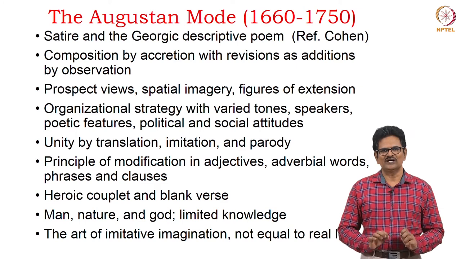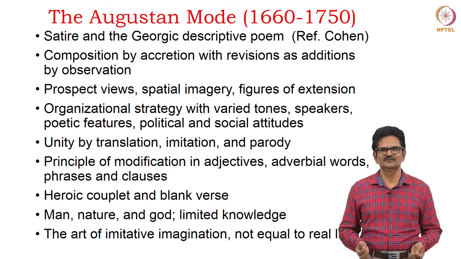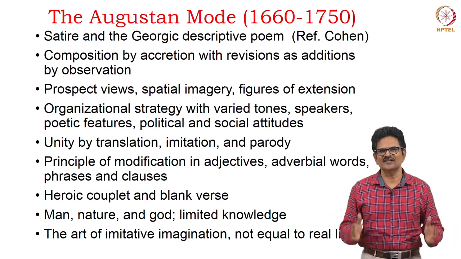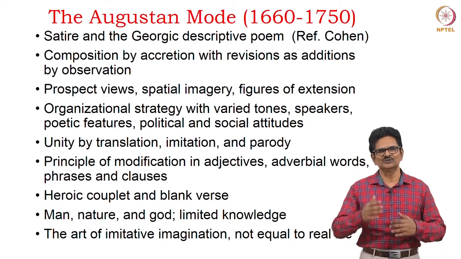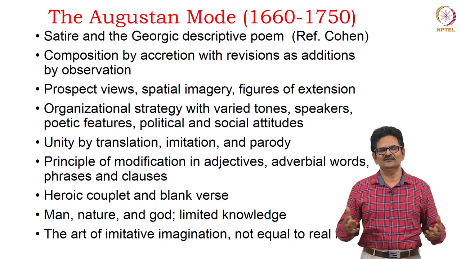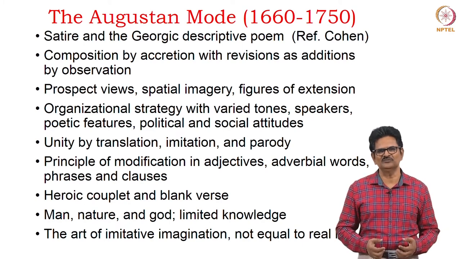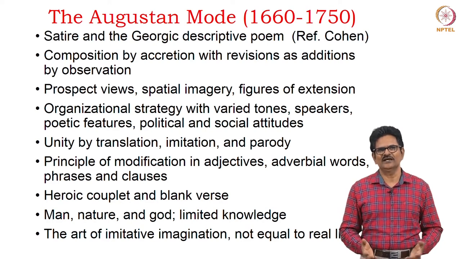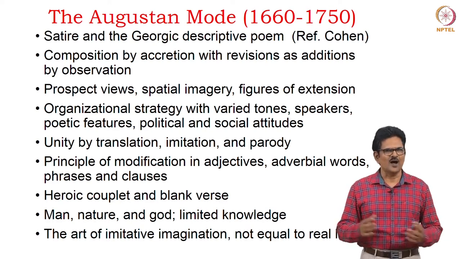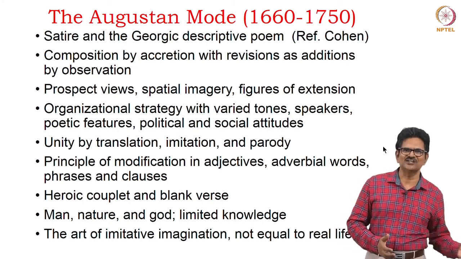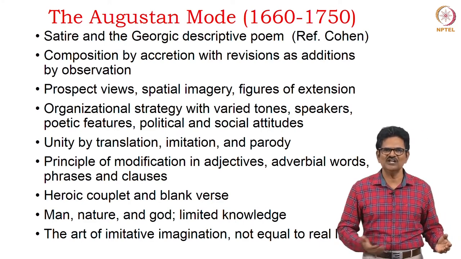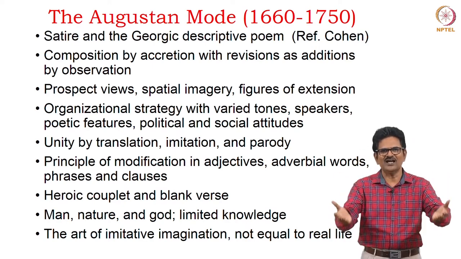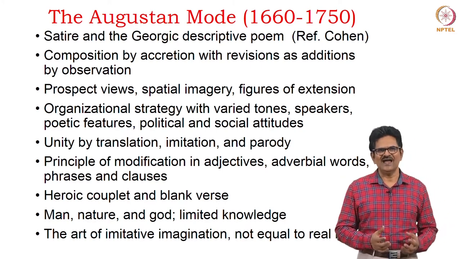The Augustan mode has been studied by many critics. Here is one, Cohen, who has given certain features of this Augustan mode. It will be good to remember many of these features as we study the neoclassical poems. Satire and Georgic descriptive poem were the two kinds of poetry in the Augustan mode. The composition of poetry was done mainly through accretion, that is addition or accumulation, again revisions as additions, primarily by observation.